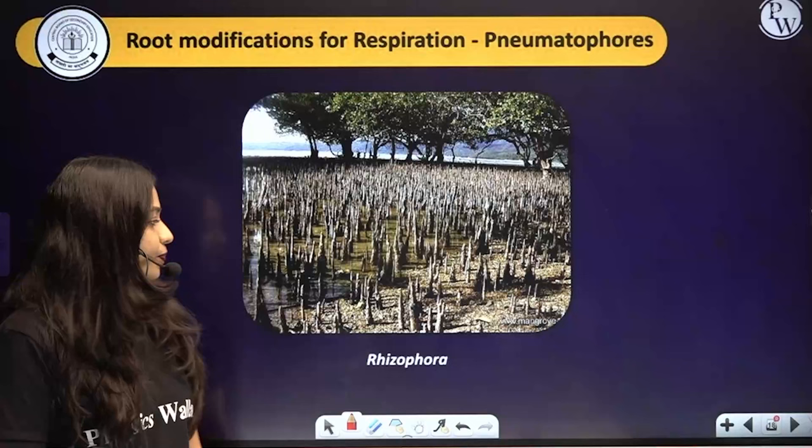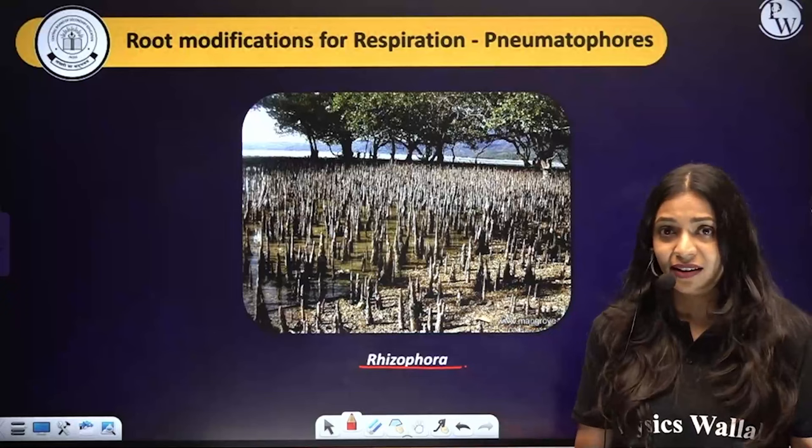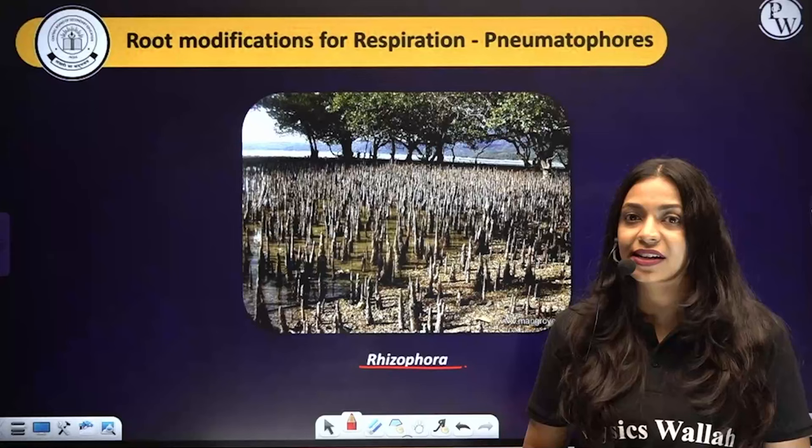You know, in halophytes or in plants or trees that are growing near waterlogged areas, near marshy areas, the roots do not get sufficient aeration. They do not get sufficient oxygen. And that is where these roots come into picture. I'll tell you what exactly happens here.